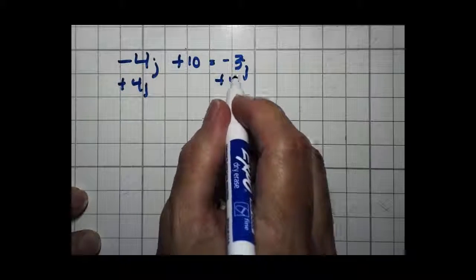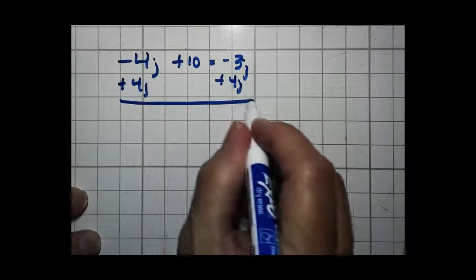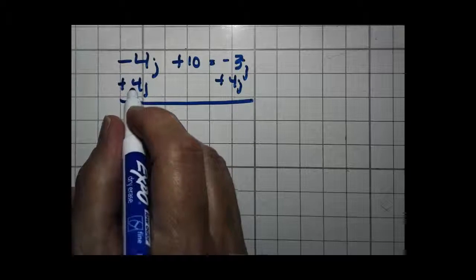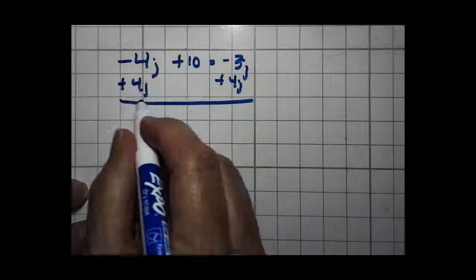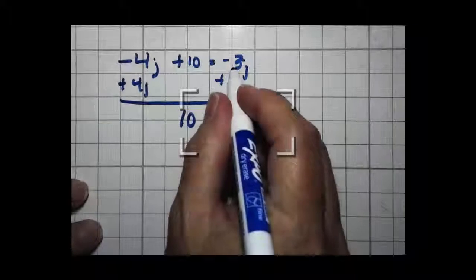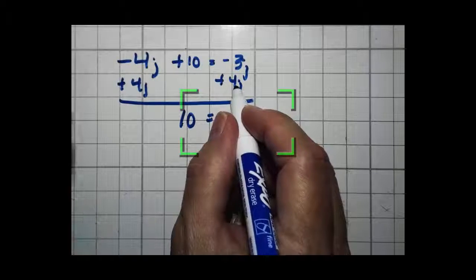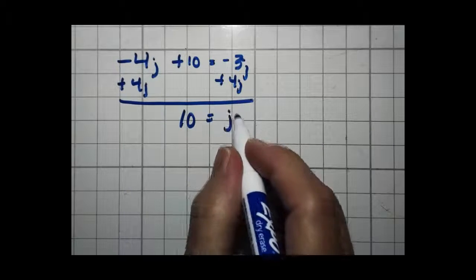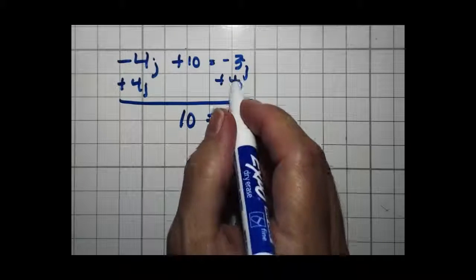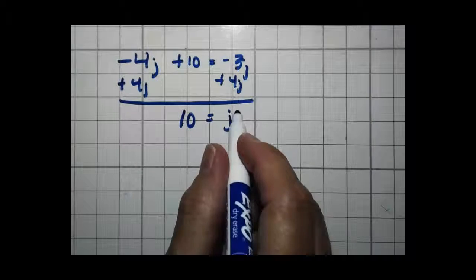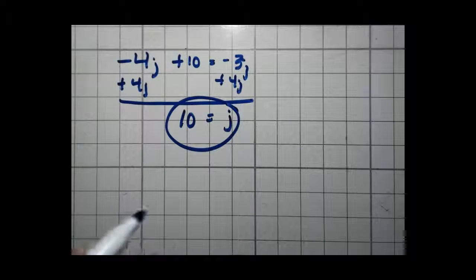To do that, I add 4j to both sides. Since it was subtraction, since it's a negative 4j, the opposite of negative is positive. So that cancels out. I'm left with 10. Bring down my equal sign. Negative 3j plus 4j is 1j. If you don't remember how to do positive and negative numbers, go ahead and check out my video on adding and subtracting integers. So there's the answer, 10 equals j, and that wasn't much harder than anything we've done before.